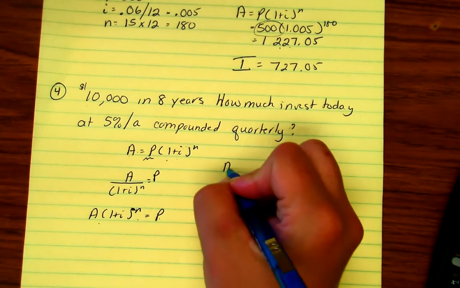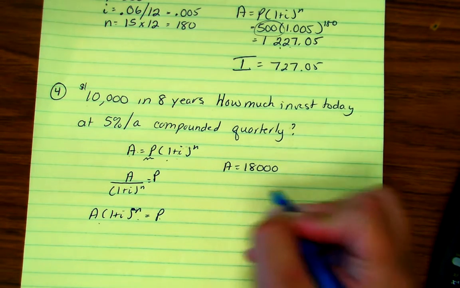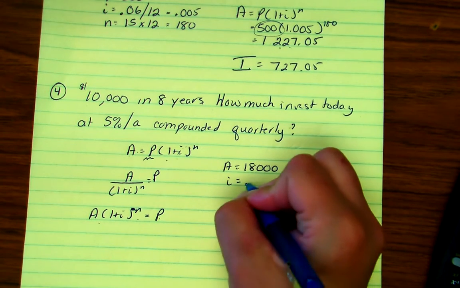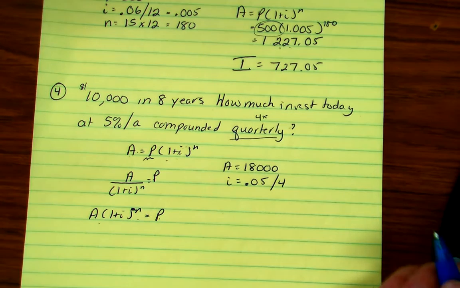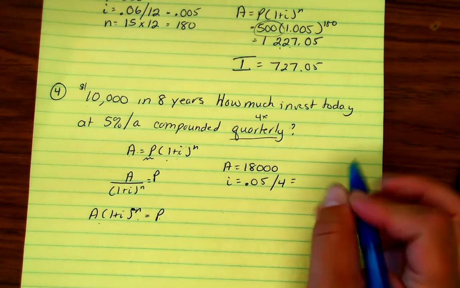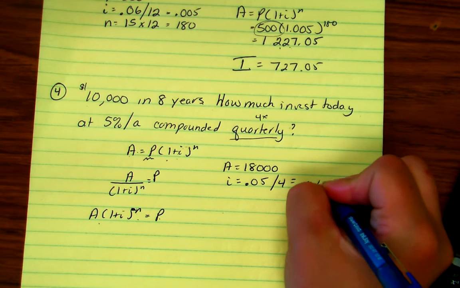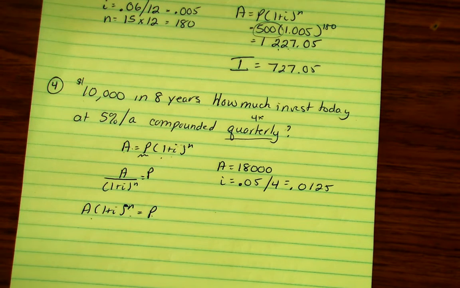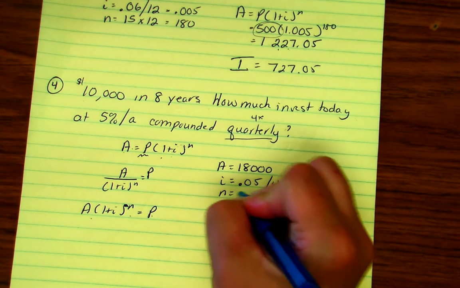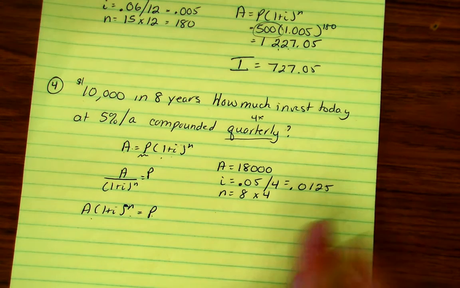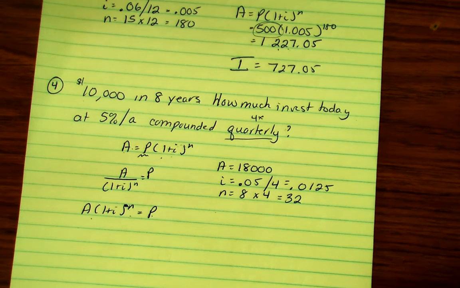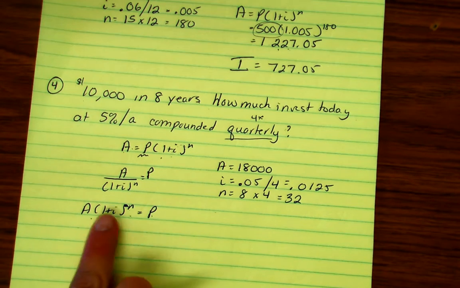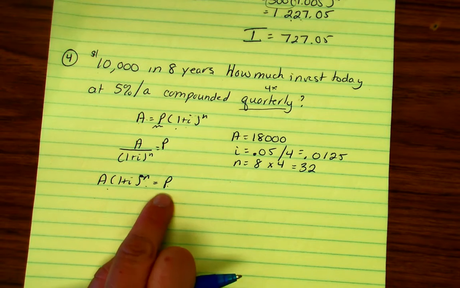So in this case, my final amount is going to be 18,000. My I is going to be 5% divided by 4, because quarterly means 4 times every year. And that should give me 0.0125. I'm just going to double check that. Yep. And my N is going to be 8 years times 4, because the interest is converting 4 times every year. So over 8 years, that gives me a total of 32 conversion periods. And now I'm just going to sub into this formula to solve for P.